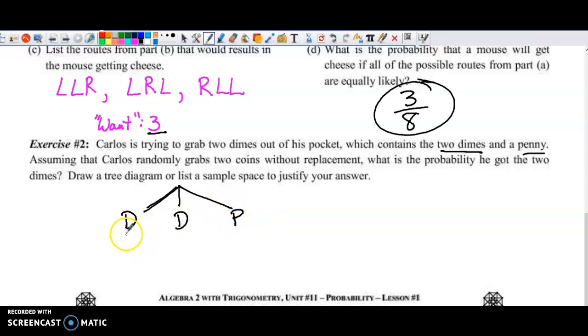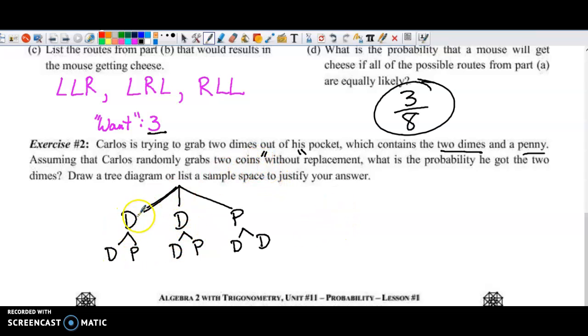If he grabs a dime first, because it's without replacement, it's either the other dime or the penny. And in this situation, it's either the dime or the penny. And in this situation, it's either dime 1 or dime 2. So if I'm drawing a tree diagram to list out the sample space, there's only 6 options now.